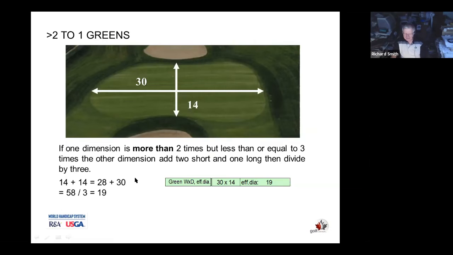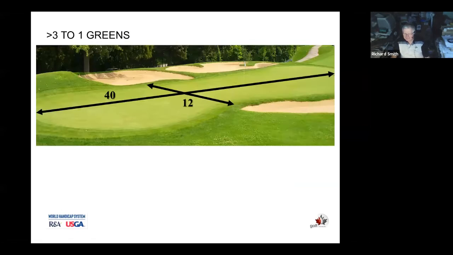Now, just for those of you who also enter the data into the course rating application, the software will do this for you. It will correctly deal with these greater than 2 to 1 greens just by putting in the numbers. But of course, you will have already needed to do that because you're out in the field and you need that value to carry on. But when it's entered, it calculates it for you.